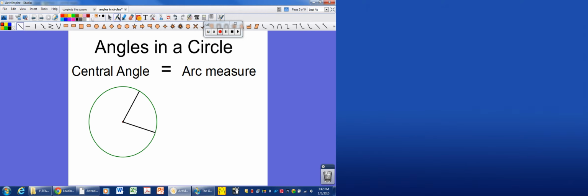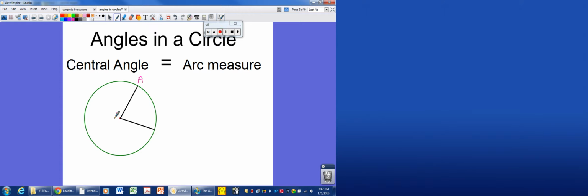Let's label these things. If this is A and B and C, then we say the measure of angle ABC, which is this angle right here, is equal to the measure of the arc. We call angles with this symbol here, and arcs you put a bar over. This would be a minor arc from A to C. Anytime you have two letters, it is assumed that you're doing the shortest distance between those two points. So the measure of the central angle is equal to the measure of the intercepted arc.